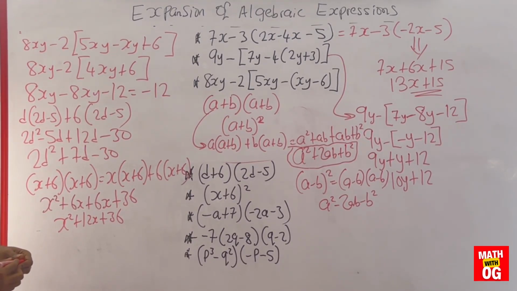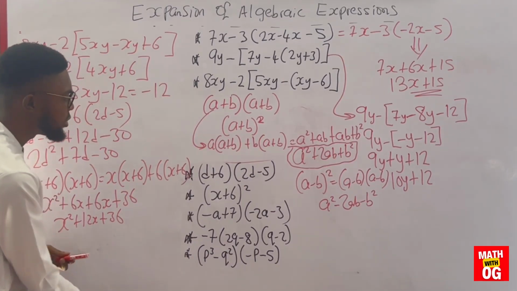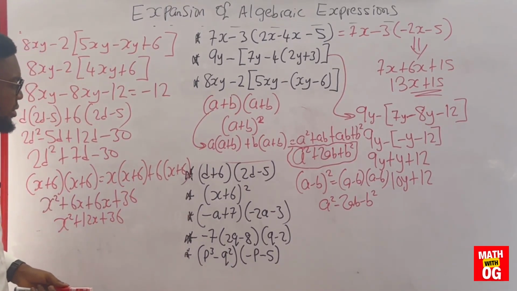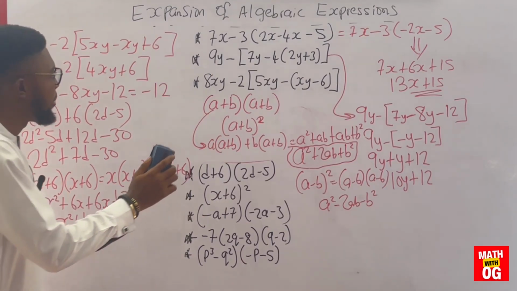Now let's move on to the next question. The next question here is minus a plus 7 into minus 2a minus 3.